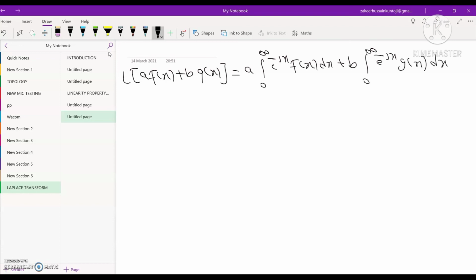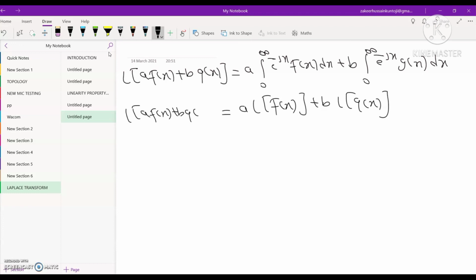So that is equal to a times the integral from 0 to infinity of e raised to minus sx f of x dx, plus b times the integral from 0 to infinity of e raised to minus sx g of x dx. This is nothing but the definition of the Laplace transform of f of x, plus b times the Laplace transform of g of x. Hence the proof.